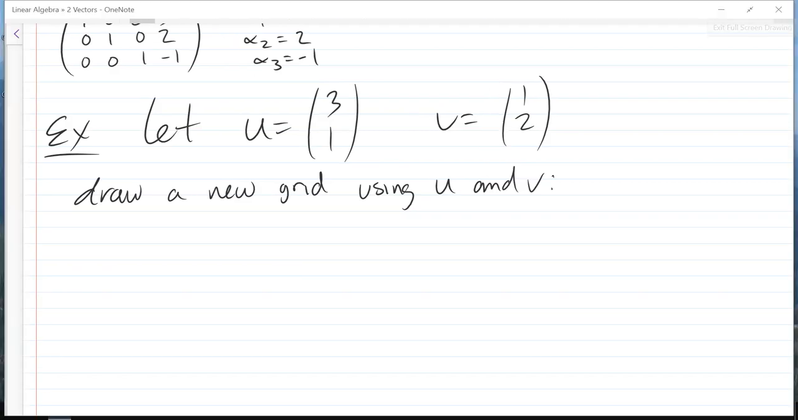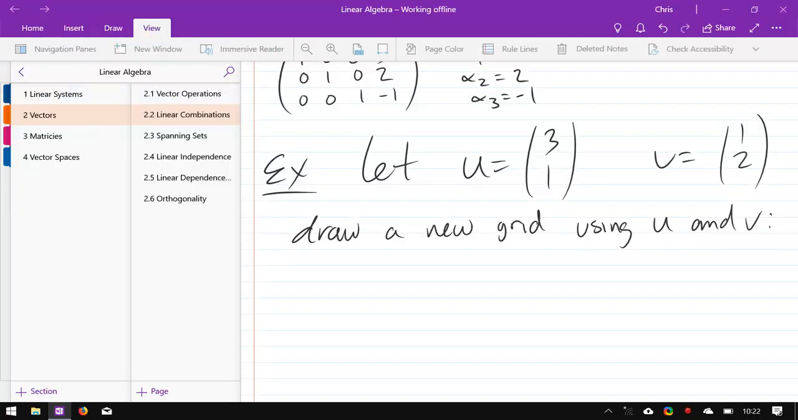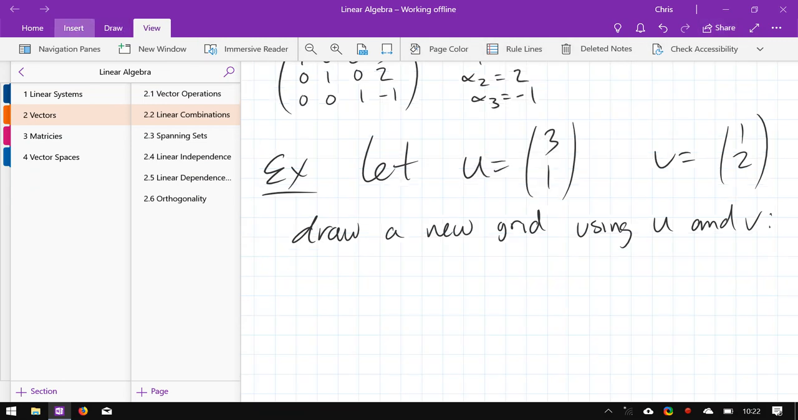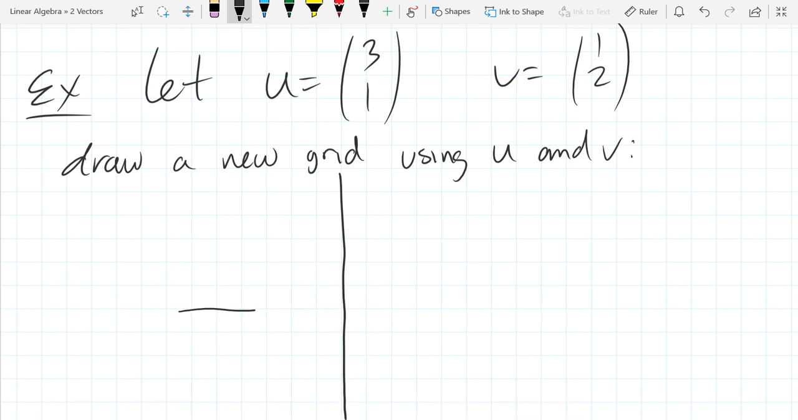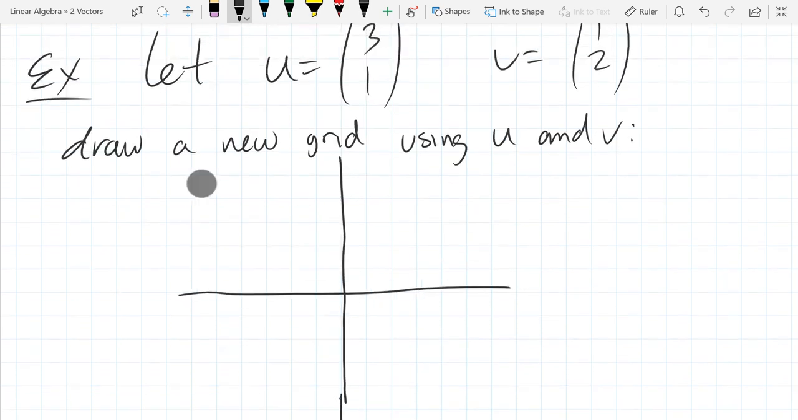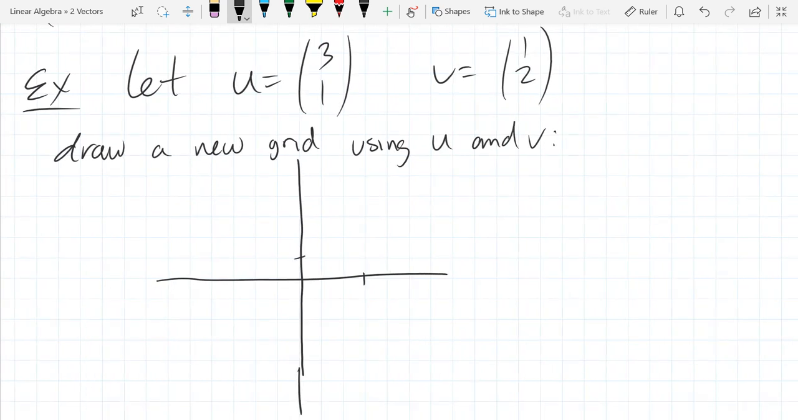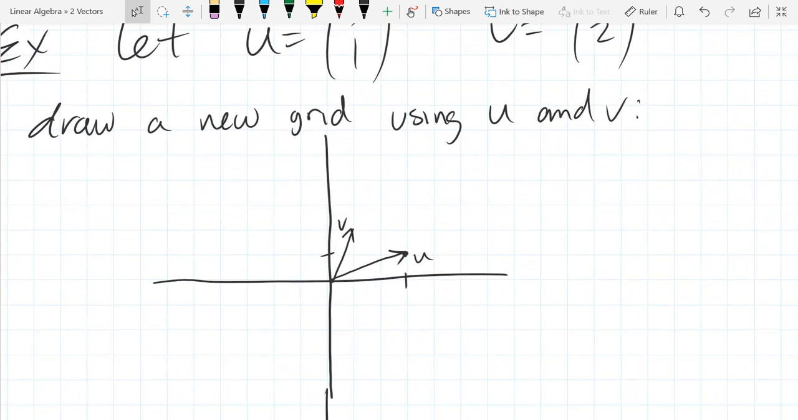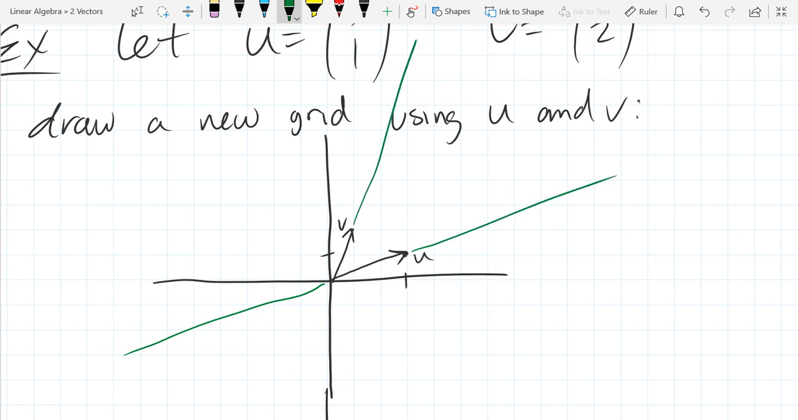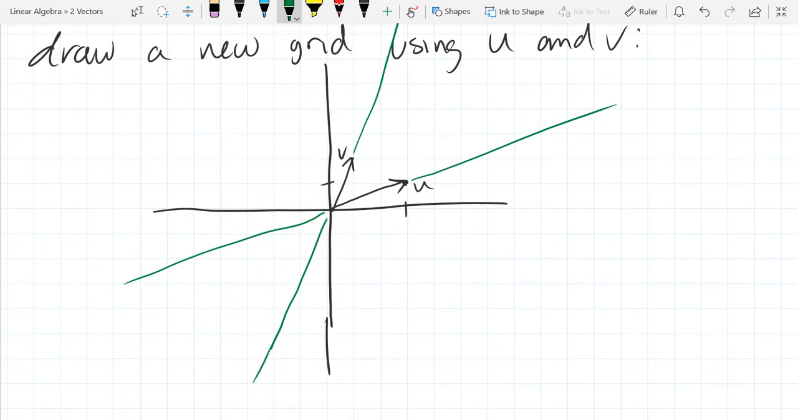So I'm going to cheat and get some graph paper real quick. So graph down here. So over 3, up 1, right there. That vector is U, and then vector V is go over 1, up 2. This vector is V. Now when I say draw a grid, what we're going to do is extend both of these vectors. Now it's a little bit strange, but these are going to be our coordinate axes right here.